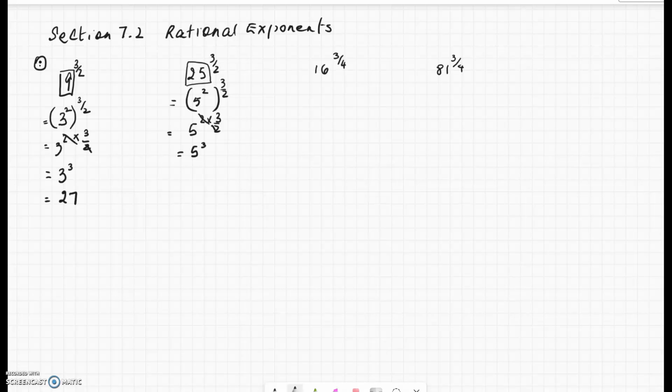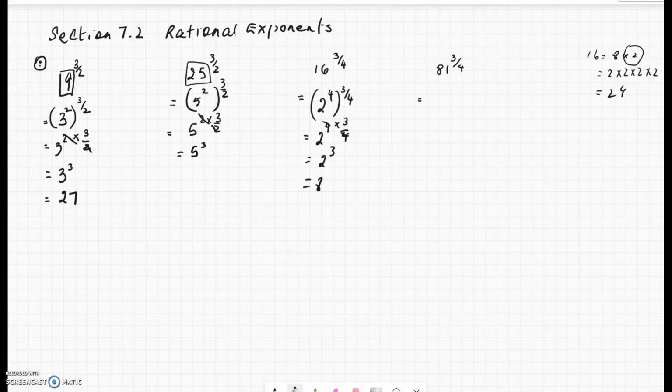16 to the 3 over 4. Breaking down the 16 completely, 16 is 8 times 2. 8 is 2 times 2 times 2, and then there's another 2. So that's 2 to the 4th. So 2 to the 4th whole to the 3/4 is equal to 2 to the 4 times 3/4. The only time you multiply exponents is in this sort of a situation. The 4's cancel and you get 2 cubed, which is equal to 8.